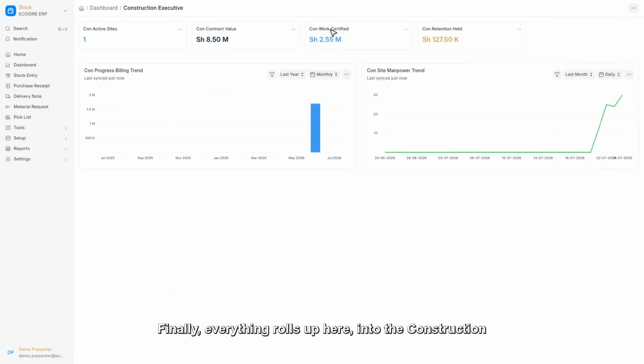Finally, everything rolls up here, into the construction executive dashboard, your single management view. Along the top, one active site, a contract value of 8.5 million shillings, work certified to date of 2.5 million, and retention held of 127,500. Below the cards, the progress billing trend shows what we have certified month by month, and the site manpower trend shows the crews on site day by day, both updating themselves as you work.